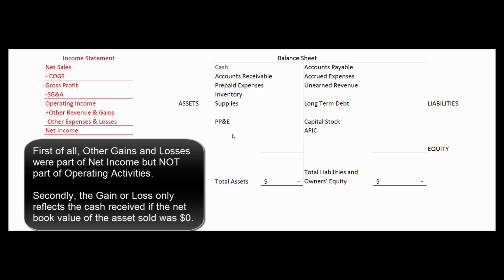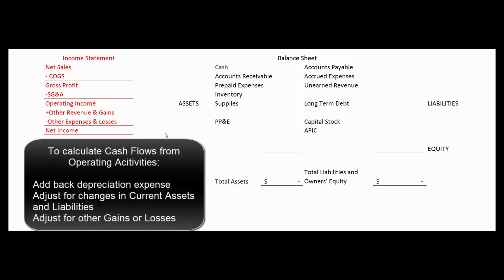So what we'll have to do is start with net income, add back depreciation expense, adjust for these changes on current assets, adjust for these changes in current liabilities, and adjust for any gain or loss on the sale of property, plant, and equipment, and we'll end up with our cash flow from operating activities.